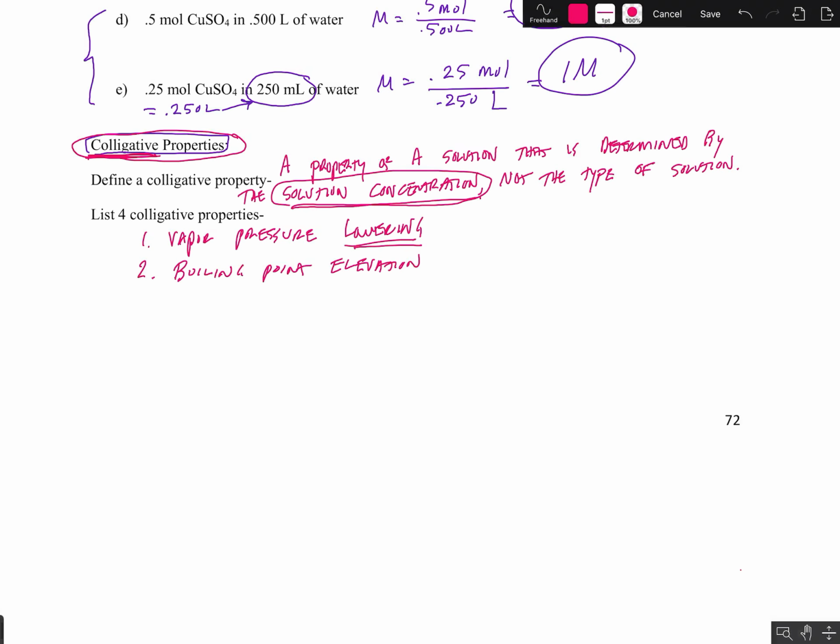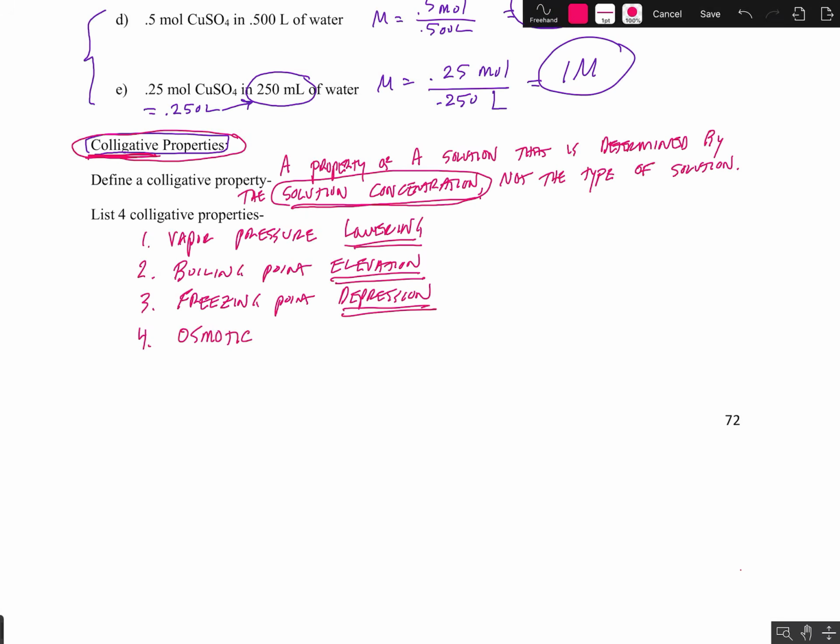Now we've also talked about boiling point, haven't we? Boiling point is not a colligative property, but the elevation of the boiling point is. It's a property of a solution determined by how concentrated or how dilute that solution is. Number three, freezing point depression. So freezing point we've talked about before. Freezing point, kiddos, is not a colligative property. Freezing point depression is. And four, osmotic pressure.